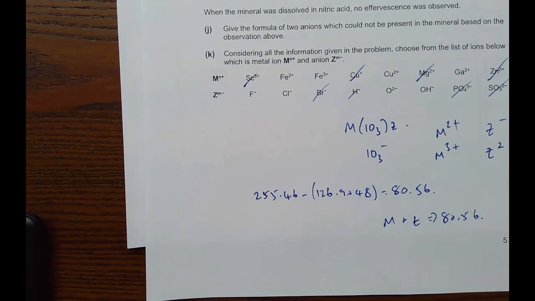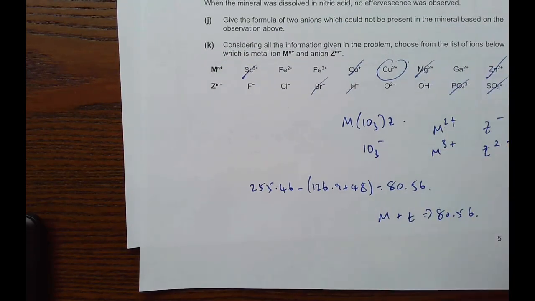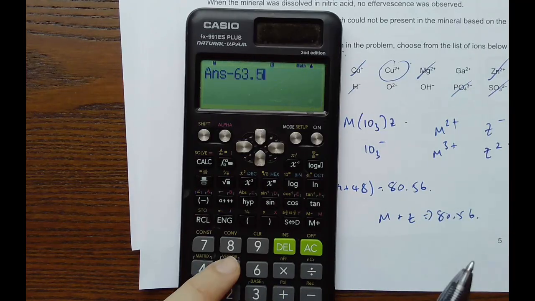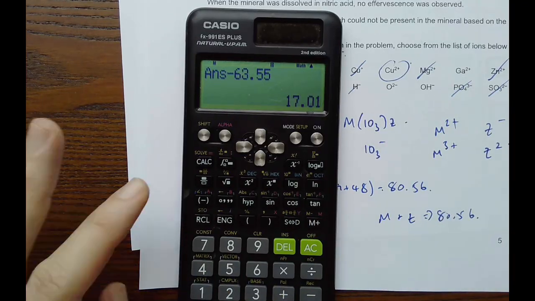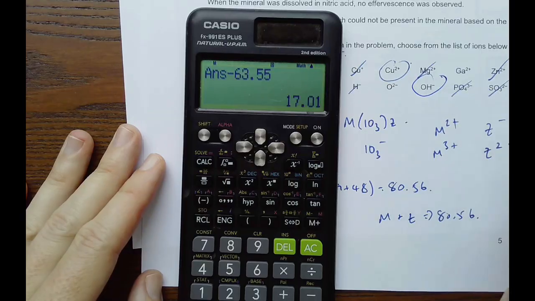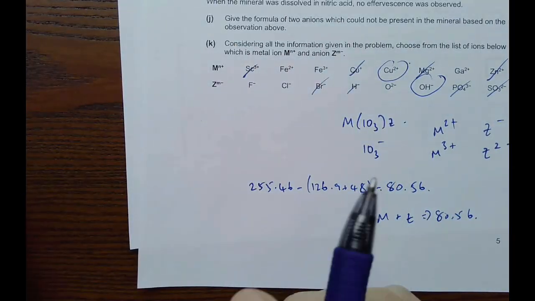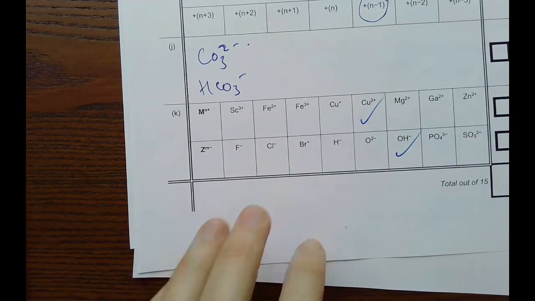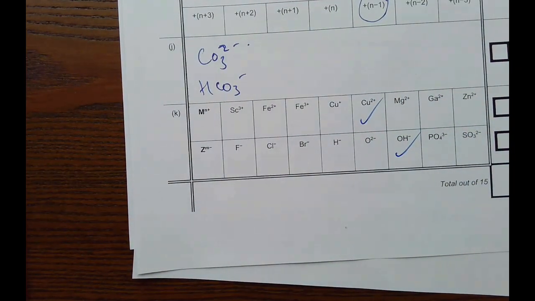Okay, so at this point we can just do a little bit of trial and error. I'm going to note the slight blue hint of colour in the crystal picture that we were given at the start, and I'm going to try copper 2+ to start with. So copper 2+ is maybe 63.55, so I take 63.55 from that, I get 17, and 17 is my OH-. Now you can go through and check to see if any of the combinations could work, or you could just stop there.